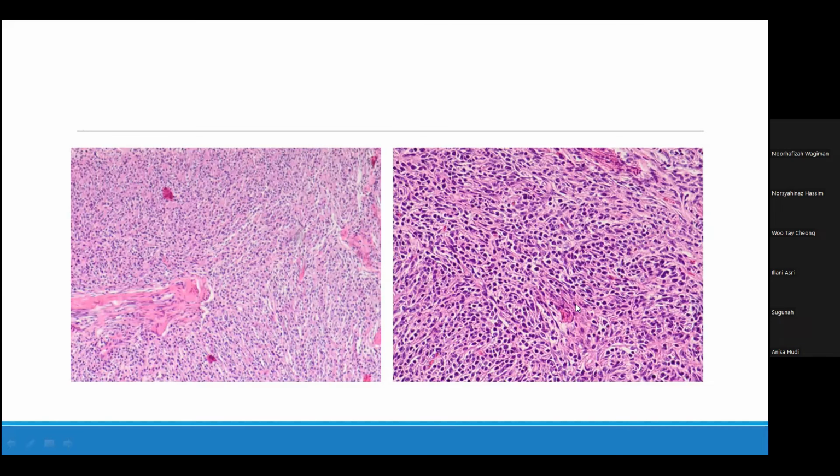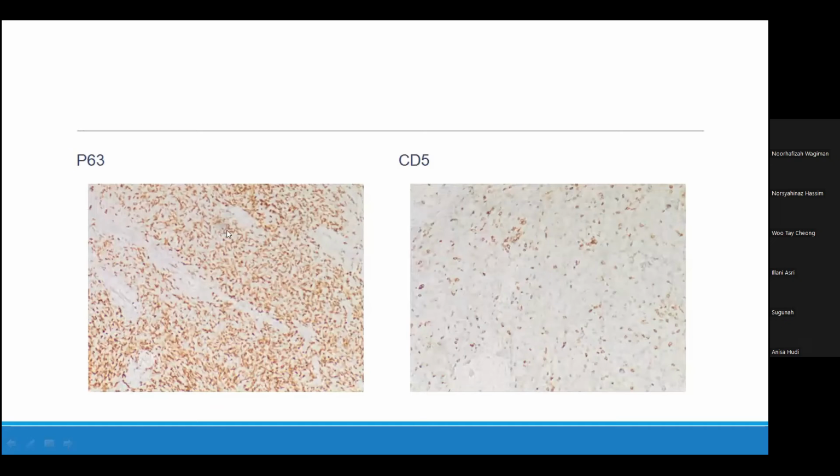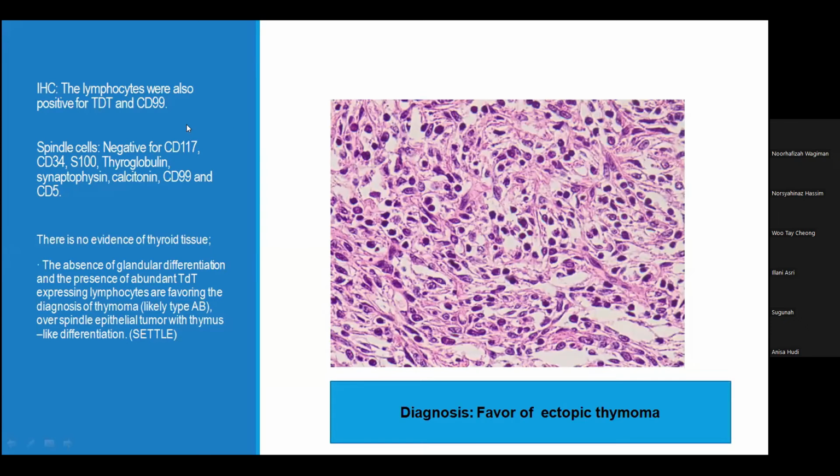But the mitosis was about 10 mitoses. Yes, mitosis, but no abnormal mitosis, and no definite nuclear atypia. The P63 was diffusely positive, and the CD5 highlights the lymphocytes. So in this spindle cell lesion, the lymphocytes were also positive for TdT. I sent back the slides with the other TdT stains, I didn't take a picture. And the spindle cells were negative for all the thyroid markers and neuroendocrine markers, CD34, S100. But they are positive for cytokeratin, and P63 was diffusely positive.